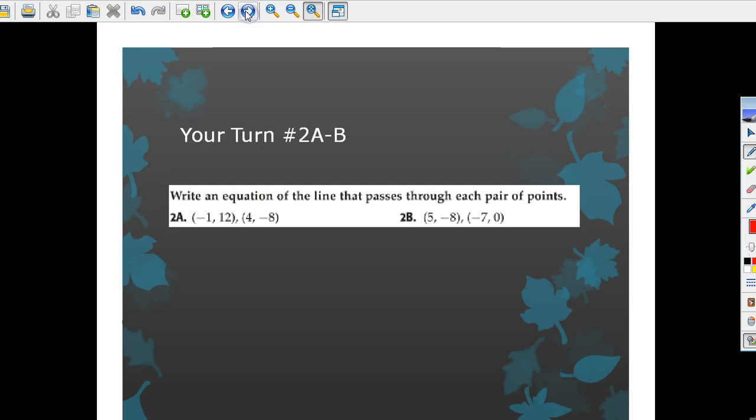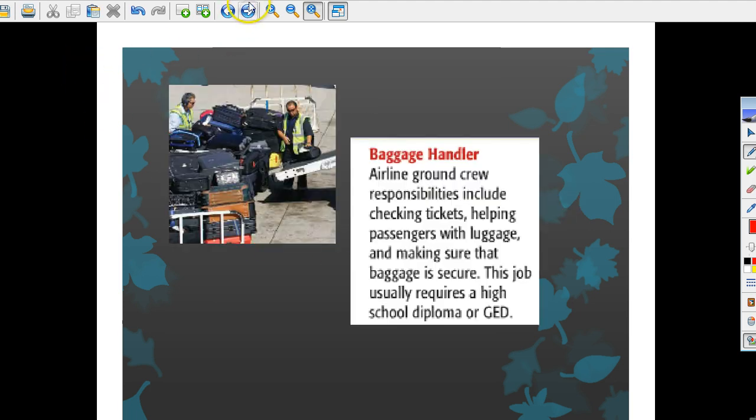Alright, so we did 2 problems together. Go ahead and do your turn, numbers 2a and 2b. Okay, first step, you're going to find a slope. Then replace one of these points for x and y. Find out what the y-intercept is and write it in slope-intercept form, y equals mx plus b. Okay, and when you're done with these two, come back for our next slide.